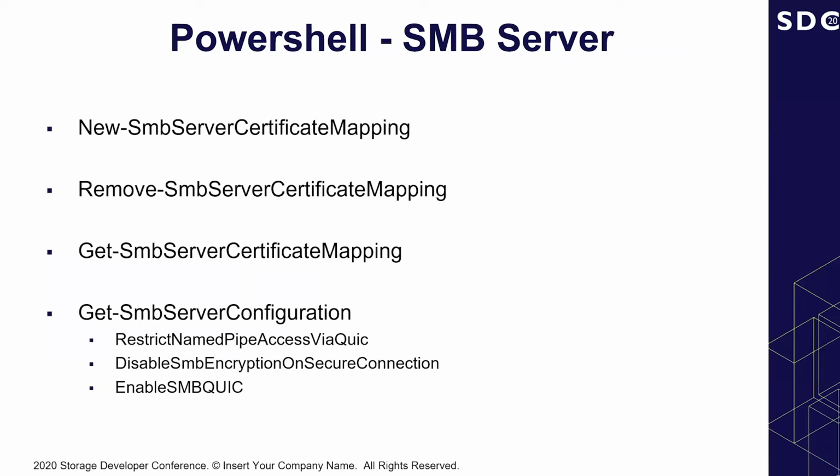And a bunch of new properties that we added. Enable SMB QUIC to turn on or turn off QUIC listeners. Disable SMB encryption on secure connection. This is on by default because QUIC by itself provides encryption, so you want to make use of it and avoid double encryption. And there's a restrict named pipe access by QUIC.